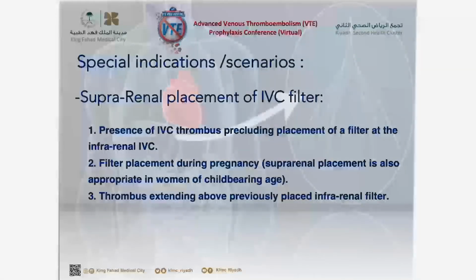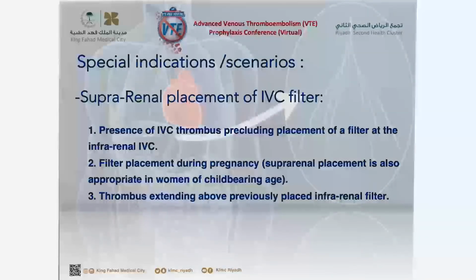Let's discuss some special indications or scenarios. A suprarenal placement of IVC filter. As you know, there may be a presence of IVC thrombus precluding the placement of the filter at the infrarenal portion. Also, during pregnancy, the gravid uterus will expand in the lower abdomen, and suprarenal placement is a good choice in terms of physical position and for radiation prevention, so the radiation will focus away from the gravid uterus as much as possible.